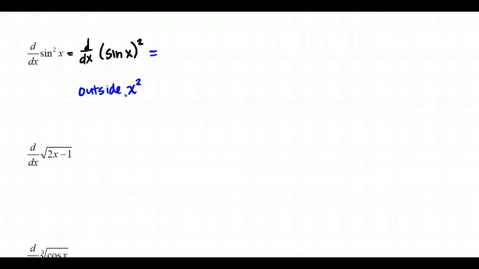And remember the formula says the derivative of the outside function, the derivative of x squared, is 2x. But remember, we want to leave the inside the same. So we're going to go ahead and put 2, but instead of x, the inside is going to be sine x. So instead of x, I'm going to replace this with sine x. So 2 sine x times the derivative of the inside now. The derivative of sine x is cosine x.